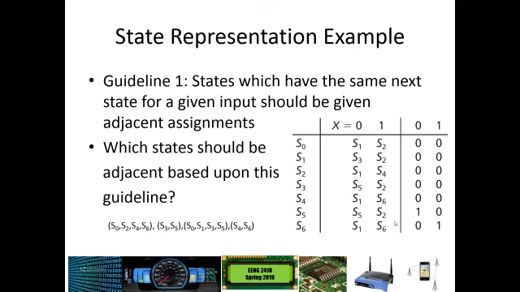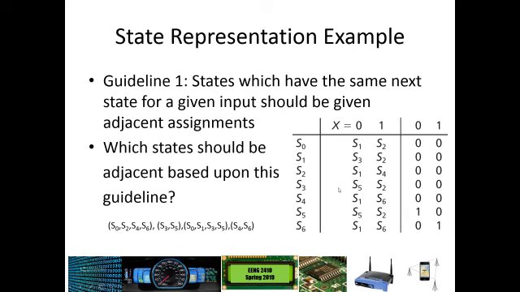So guideline 1 says states which have the same next state for a given input should be given adjacent assignments. And so if you look at S0, it has S1 as the next state, so does S2, so does S4, and so does S6. And so by guideline 1, we would want to make those 4 states adjacent to one another. So that's what we have over here.